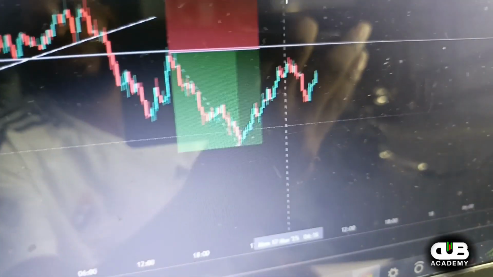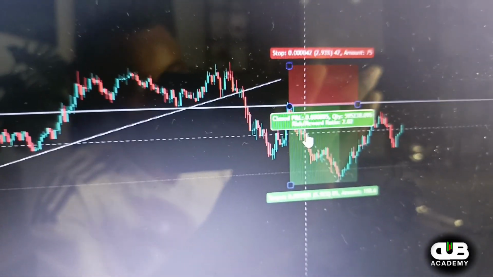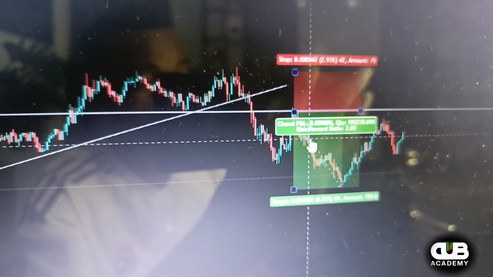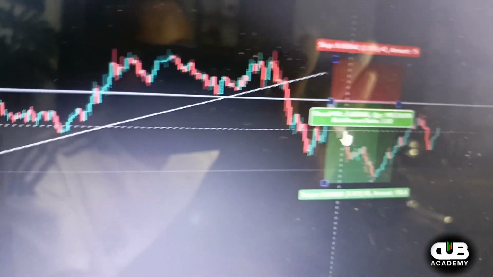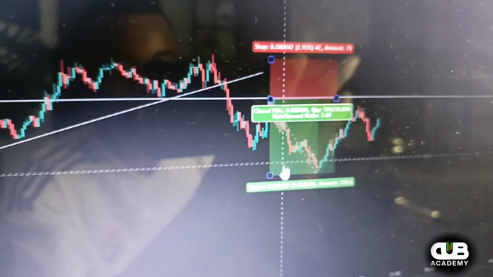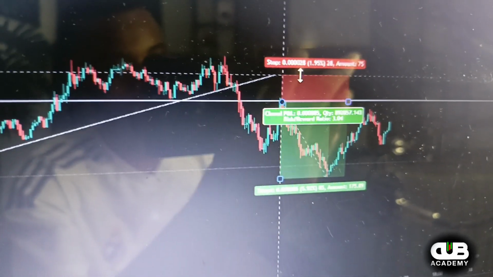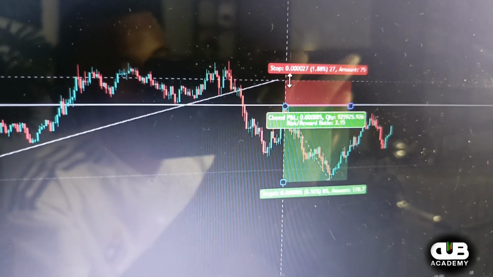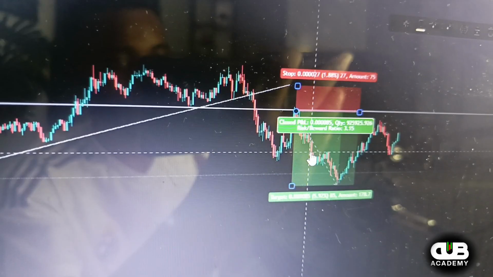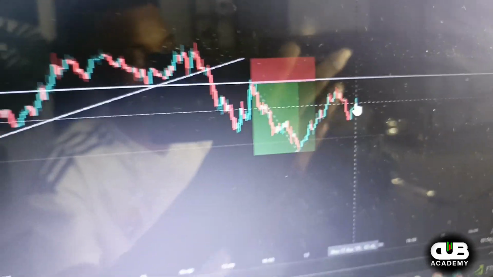If anybody took this trade, they will have made at least 2:1. If you're risking $100, you're making $200. If you're risking $1,000, you're making $2,000. So targeting 2:1 is a very good one. Now, if I decide to minimize my stop loss, or put it around this particular area, I'm going to be making more than 3:1. I hope this makes sense, right?